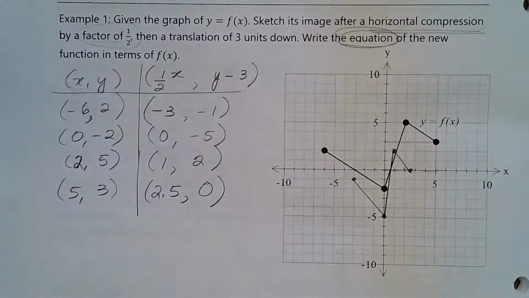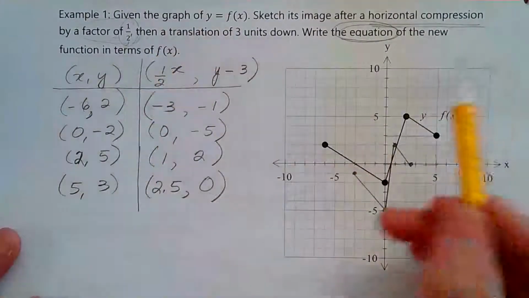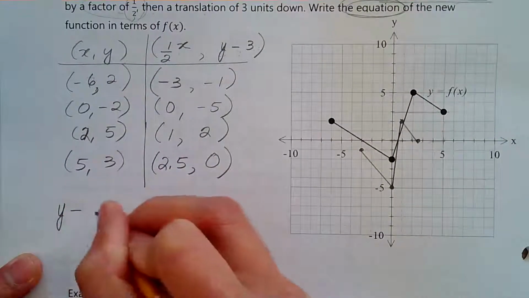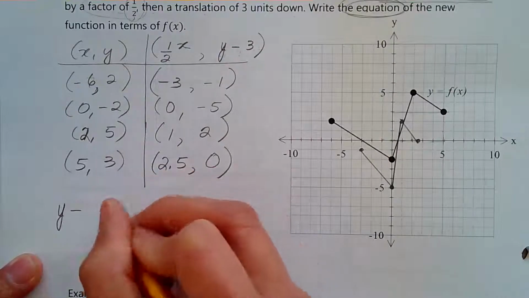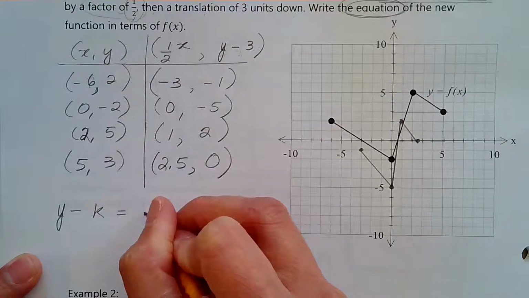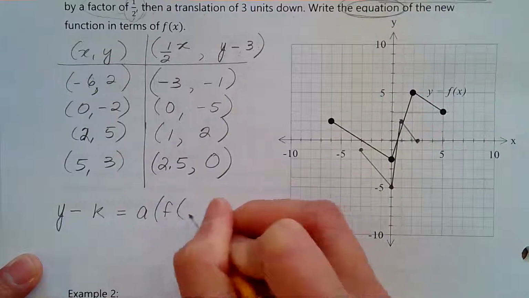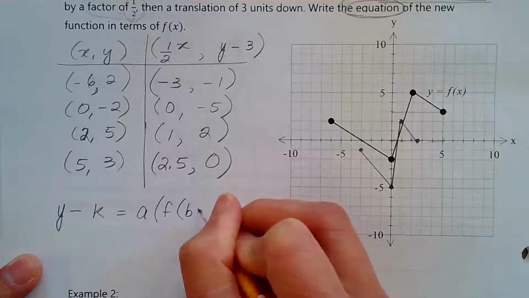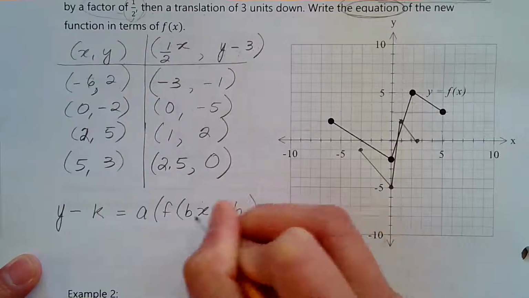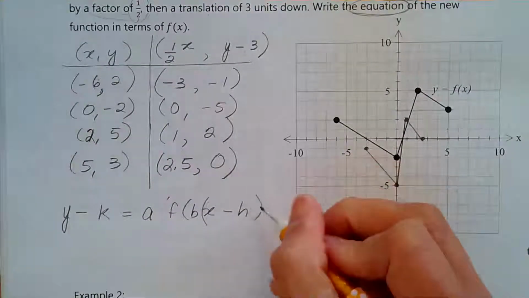Now we have to write the equation down. So what's the equation? y minus k equals a times f of b times x minus h. It's going to have too many brackets here. a times f of.